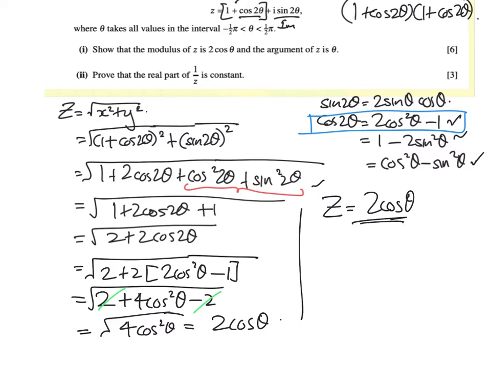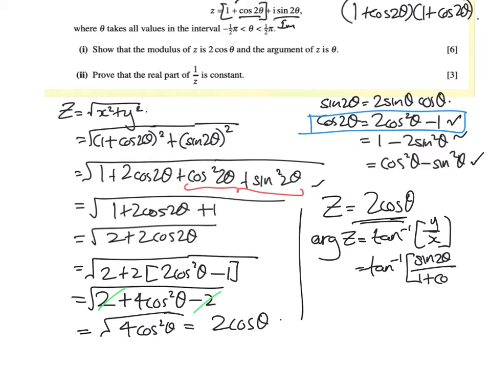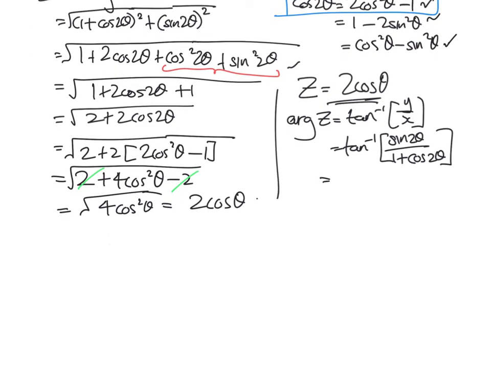Now find the argument of z, which is inverse tangent of y over x. Y is sine 2 theta, and x is 1 plus cos 2 theta, so we have sine 2 theta over 1 plus cos 2 theta. Now sine 2 theta is 2 sine theta cos theta, over 1 plus, using the double angle, 2 cos theta squared minus 1.